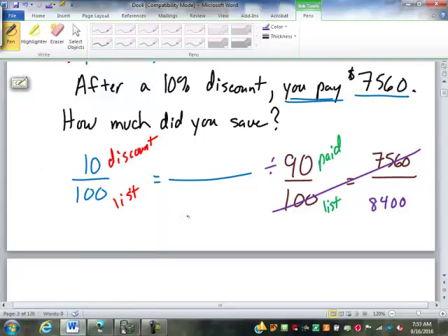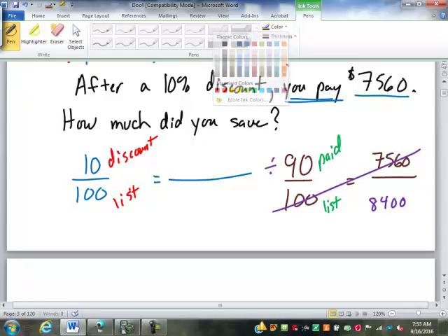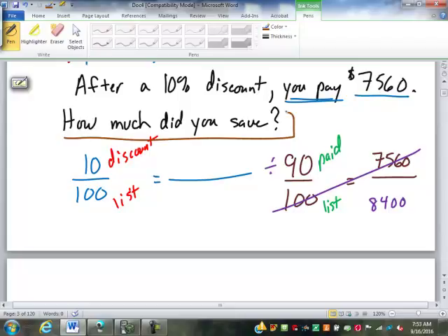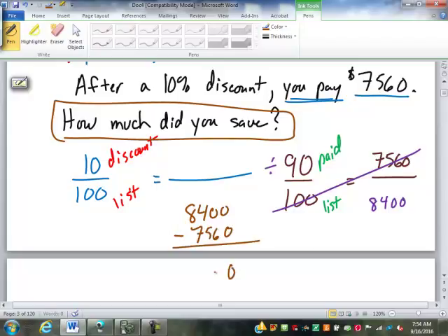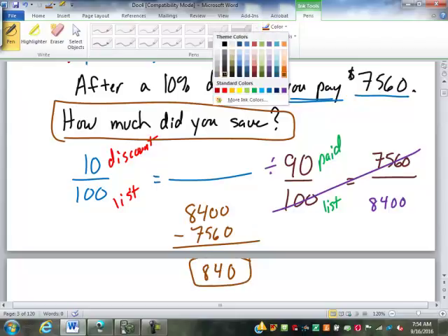$8,400 is right. So is that our answer, $8,400? We want to know how much you saved. So we have to take 8,400 minus 7,560 to get $840. That is the amount that was saved.